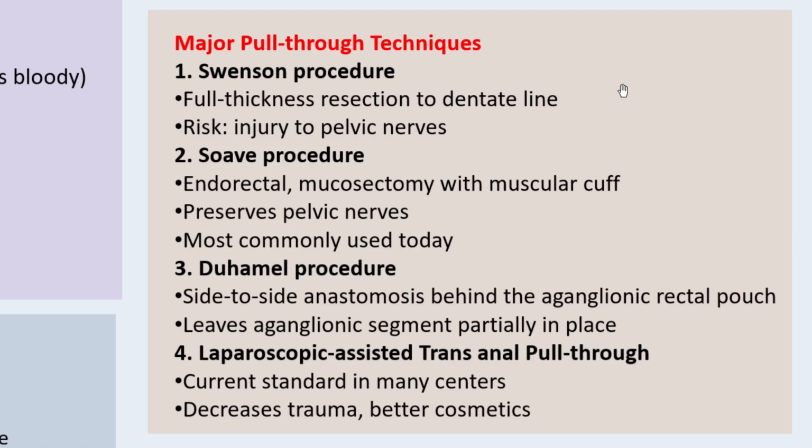Then we have the endorectal pull-through where we do a mucosectomy with a muscular cuff. And this is good because it preserves the pelvic nerves, and it's the most commonly used procedure, the Soave procedure. Then you have the Duhamel procedure whereby there's a side-to-side anastomosis behind the aganglionic rectum. So you leave the aganglionic part, but you connect the two parts that have the ganglion. So you connect them side to side.